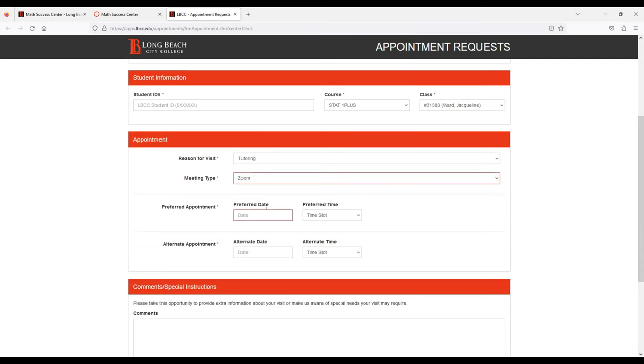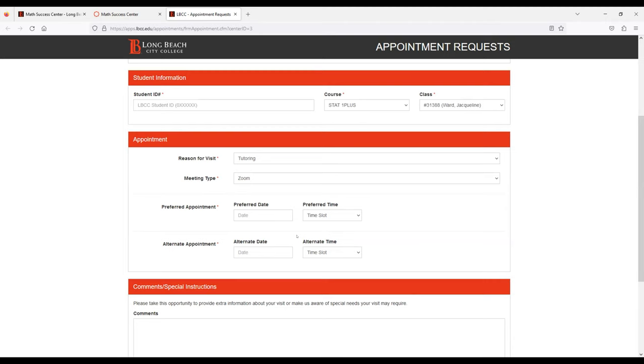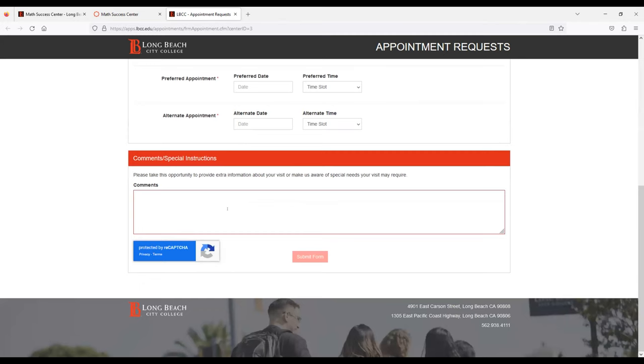Tutoring, Zoom, a preferred date and time, and an alternate date and time, though, as I mentioned, we may need to adjust the appointment to accommodate what we have available and when you are available for the appointment. If you need any accommodations, just put that right down here in the comments box, what you need and why you need it, and then we'll try to accommodate you to the best of our abilities. Submit the form and our front counter staff will get on scheduling that as soon as we are open.